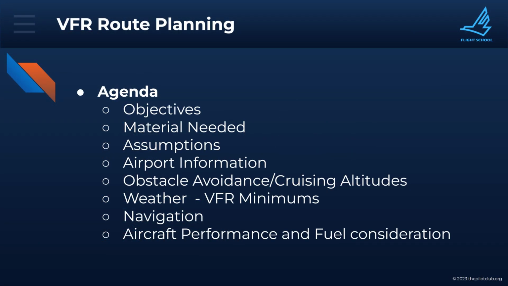So what we're going to talk about today is the objectives, the materials you'll need in this workshop, some assumptions, and then when we're talking about route planning, we're going to look at airport information, how to determine obstacle avoidance and VFR cruising altitudes, some talk about the weather and VFR minimums, how to actually do route planning and some navigation considerations, and then also looking a little bit more real world, but still affects you in the simulator, aircraft performance and fuel considerations when doing VFR route planning.